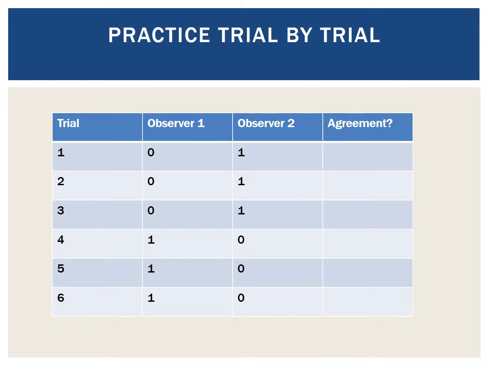So here's a practice opportunity with trial by trial. So of these 6 trials, on how many trials do the two observers agree? And when I look at this, I get 0 agreements. So of course, if we look across trials, we're going to have 0.